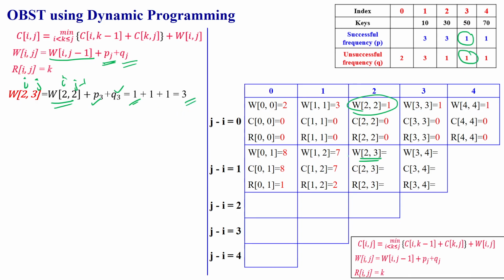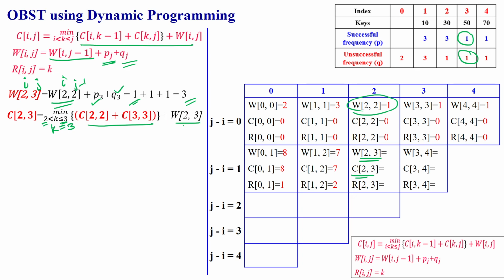Then you have to identify c of 2 comma 3. C of 2 comma 3, here k is having again only one value, k equal to 3. When you are substituting the values in this formula, you will get this term plus w of 2 comma 3 we found here, that is 3, right? Now when you are substituting the value, you get the previous two steps, 2 comma 2, 3 comma 3. When you are substituting the values, you are getting 3, k equal to 3. So that k value is the position here, that is 3. C of 2 comma 3 is also 3.